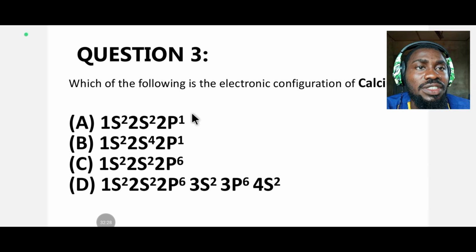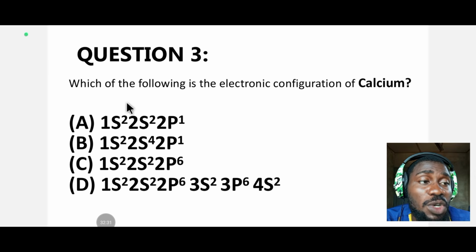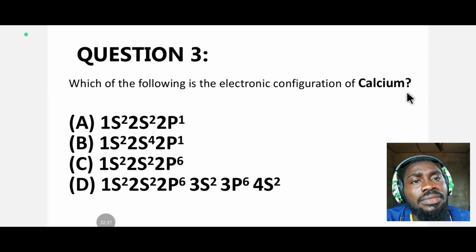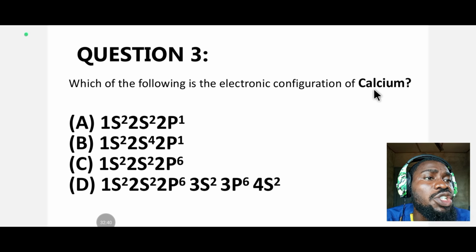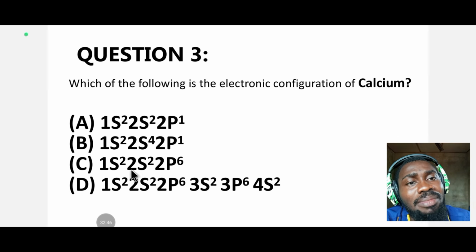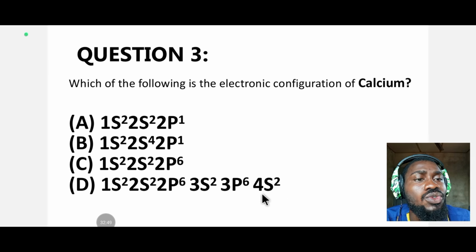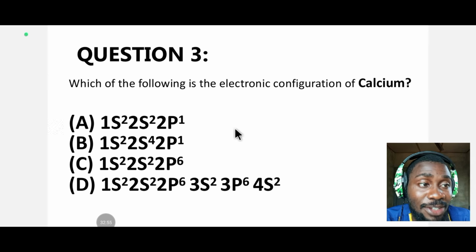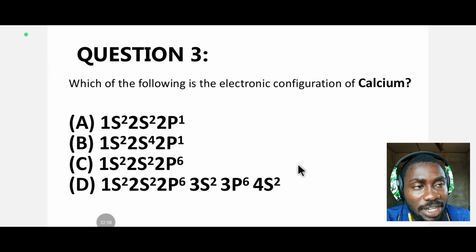Let's move on to the next question. JAMB repeated question 3 says, which of the following is the electronic configuration of calcium? A, 1s2 and so on, B, 1s2 and so on, C, 1s2 and so on, D, 1s2 and so on. How are we going to attend to this question? Another pattern of questions set from electronic configuration. Let's look at the answer.